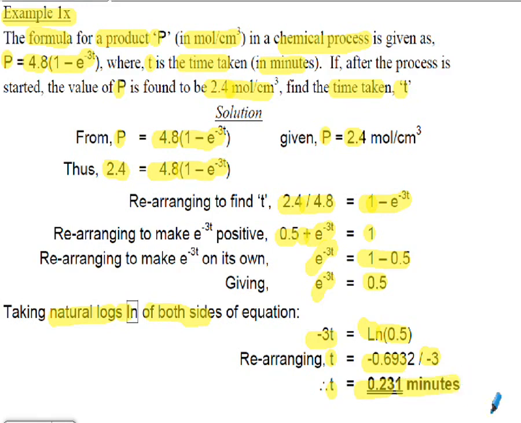Again, I reiterate, the main thing there was to transpose the equation to get the exponential function on its own on one side of the equation, and it must be a positive value.